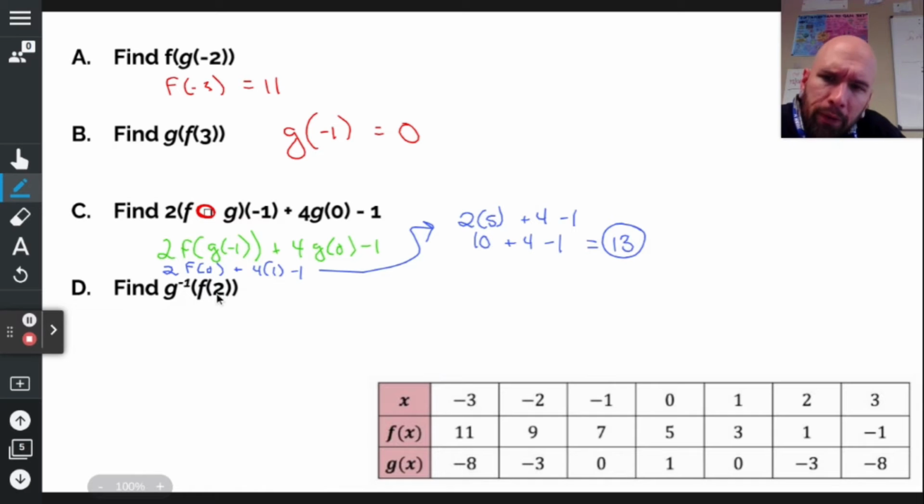G inverse of f of 2. Well, let's find out what f of 2 is. Here's 2. F of 2 is 1. So I need to find the G inverse of 1.